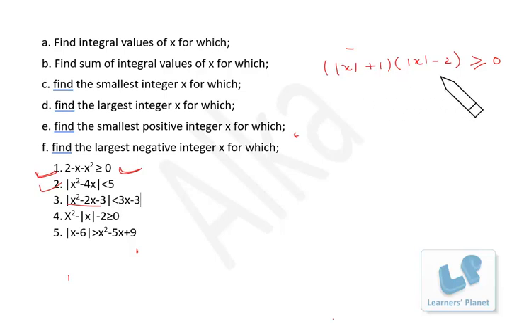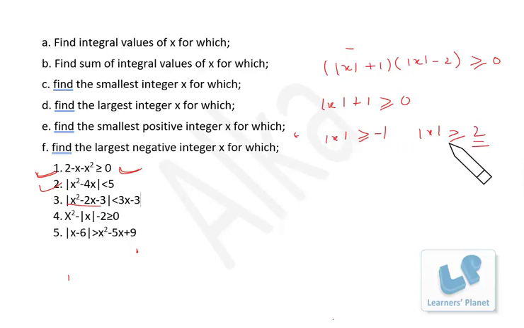So in the first case I consider both of them greater than equal to 0. That means modulus of x plus 1 is greater than equal to 0, that means modulus of x is greater than equal to minus 1, and modulus of x definitely is a positive quantity, so it has to be greater than minus 1. And modulus of x minus 2 is greater than equal to 0, that means it should be greater than equal to 2. So if we club both of them, in this case modulus of x should be greater than minus 1, and in this case modulus of x has to be greater than equal to 2. That means if we club them, the final answer is this: modulus of x should be greater than equal to 2. Okay, so modulus of x will be greater than equal to 2 in this range.